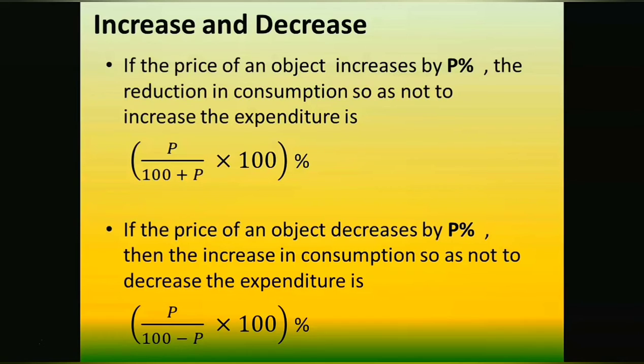You will have to buy 2 chocolates. So that is you will buy 2 chocolates for 10 rupees. So you have increased your consumption and you have increased it by how much percent? You have actually doubled it. So it is increased by 100%. This formula gives us that percentage by which we have to increase the consumption.